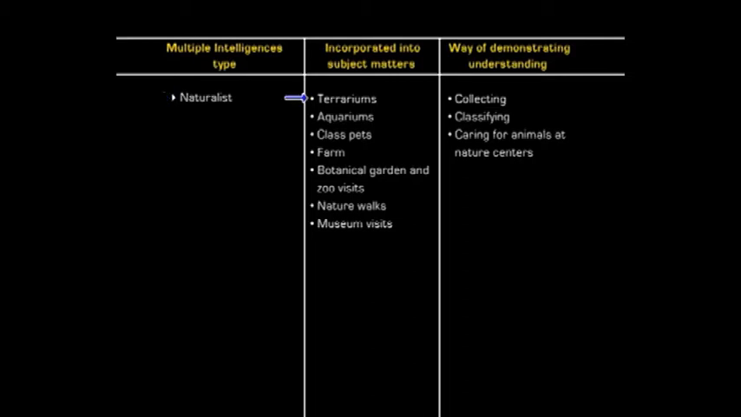Naturalist: terrariums, aquariums, class pets, farm, botanical garden and zoo visits, nature walks, museum visits. Collecting, classifying, caring for animals at nature centers.